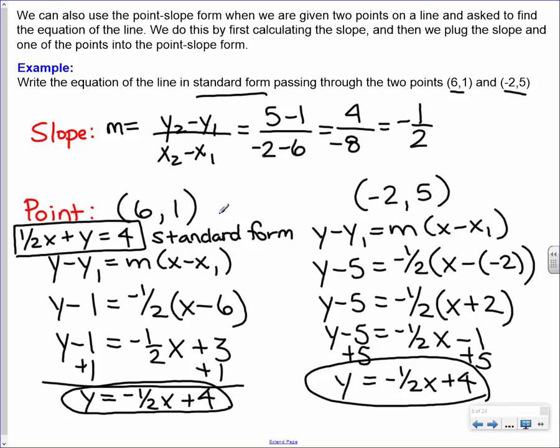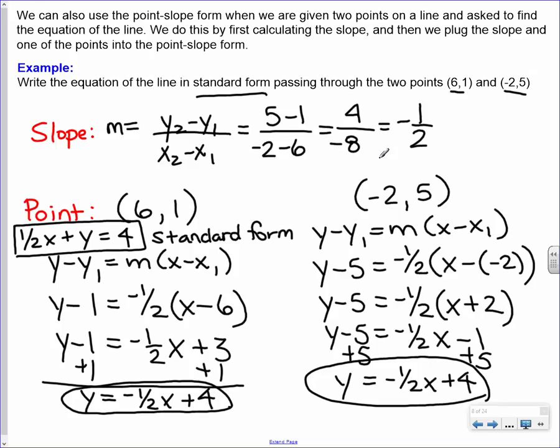Now what I did here was I showed my students how it doesn't matter which point you use, either one will give you the same answer. And that seems kind of weird because it's like, how could I plug in 6, 1 or plug in -2, 5 and get the same answer? But that is how it works, okay?